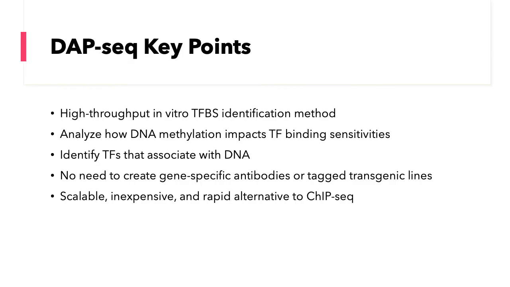To wrap up this video, here are a few key points that you should remember. DAP-seq is a high throughput in vitro transcription factor binding site identification method. This method can be used to analyze how DNA methylation impacts transcription factor binding sensitivities. DAP-seq can be used to identify transcription factors that associate with DNA, and there's no need to create gene-specific antibodies or tag transgenic lines. DAP-seq is scalable, inexpensive, and a rapid alternative to ChIP-seq.